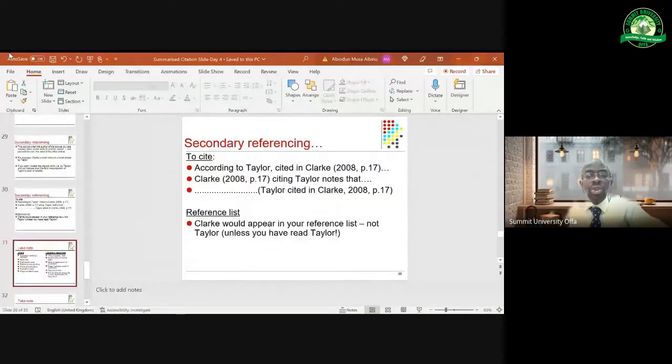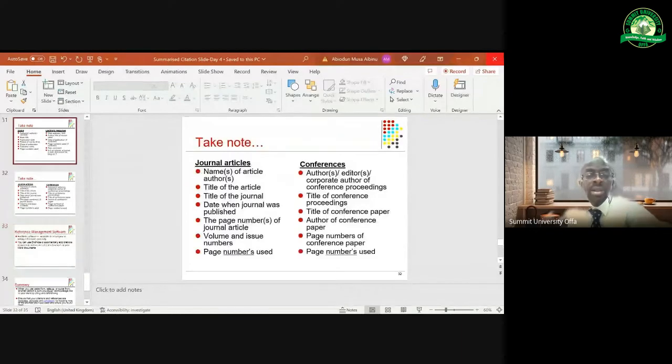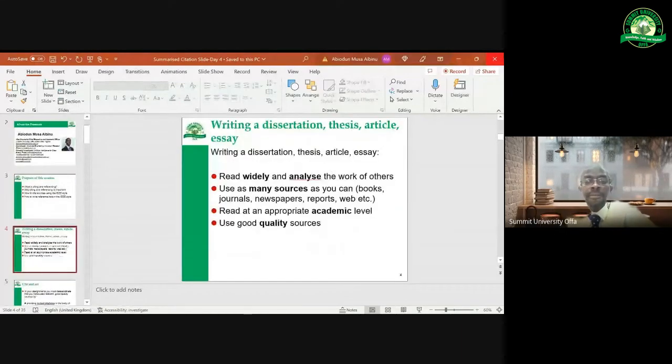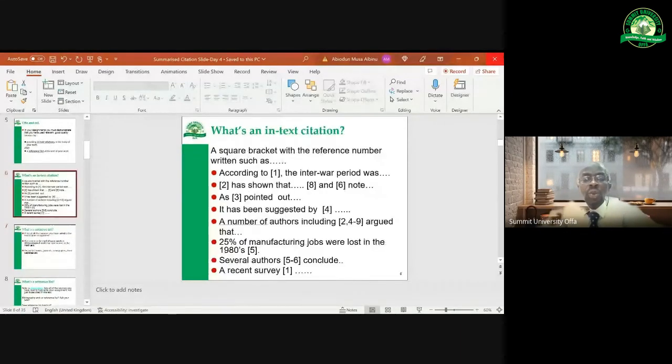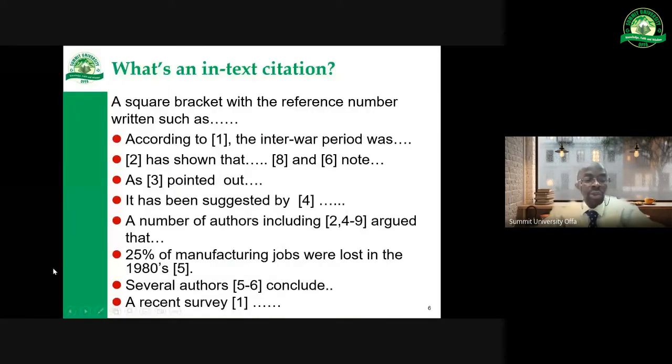Yes, I want to show you an example here. Just a minute. When you look at the screen now, you can see about the fifth one, a number of authors, including 2. That is paper number 2, and then you have paper 4, 5, 6, 7, 8, 9. So this is a very good example of in-text citation. You cite all of them.